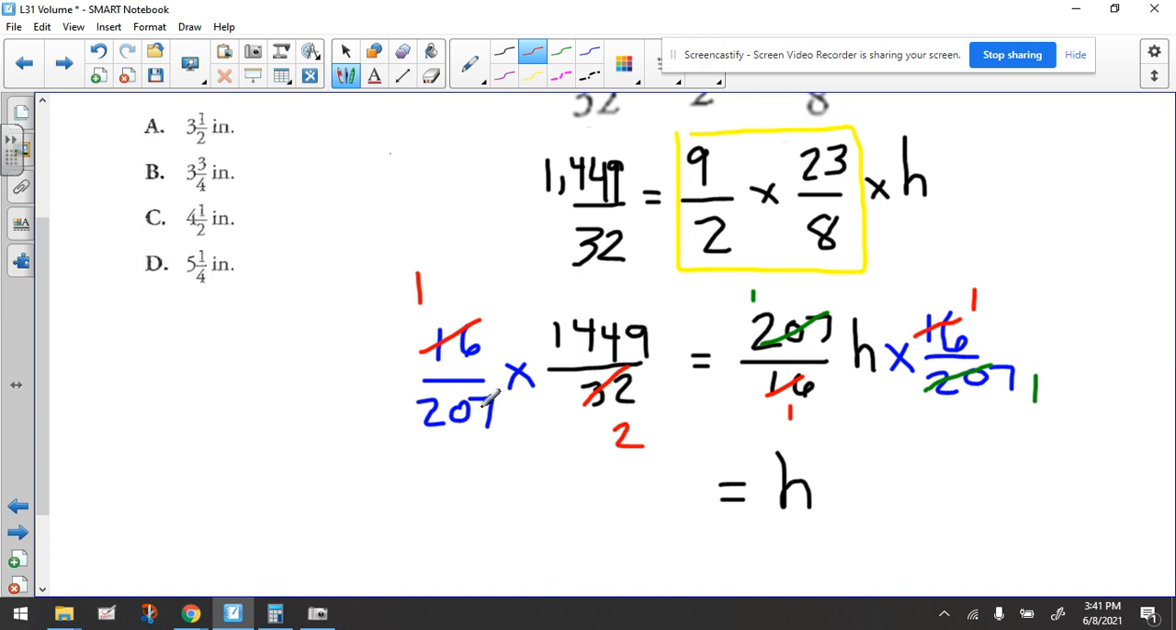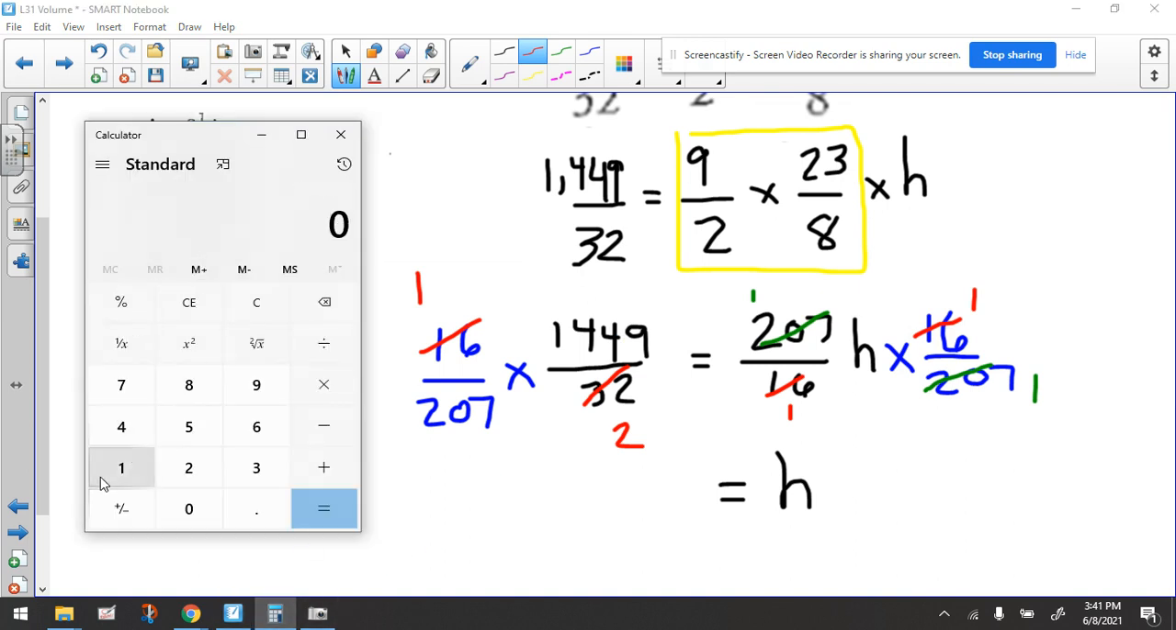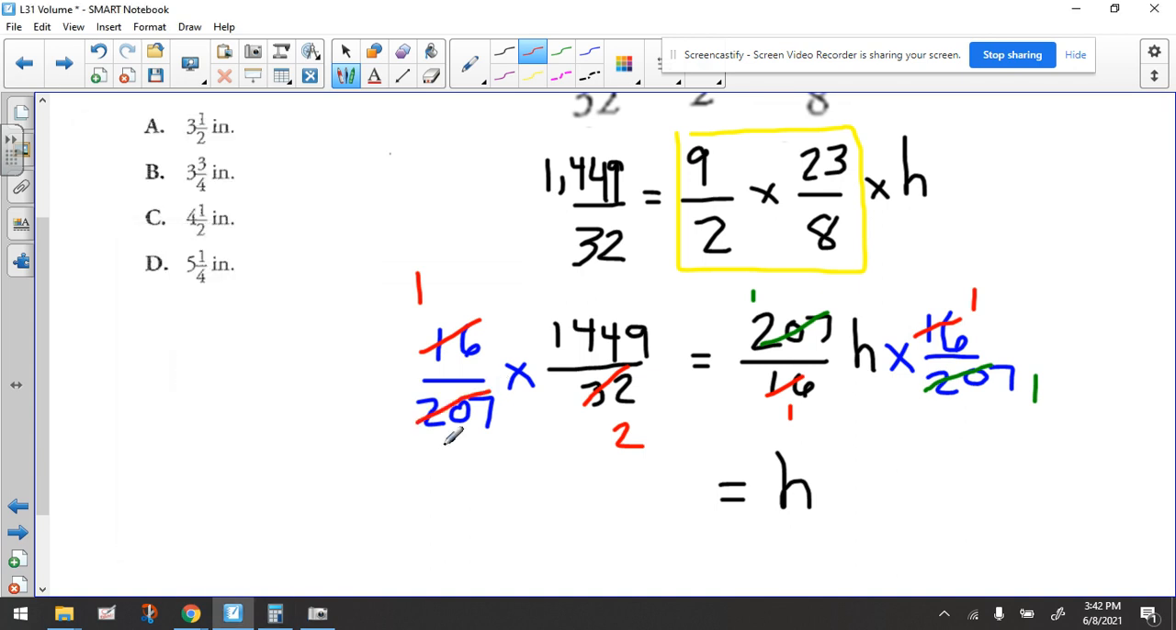Now you may be wondering, well, gee, does 207 go into 1,449? You can find out. We can go ahead and divide and see if it does. But I'm just exploring the idea of simplifying right now. See, it goes in 7 times. So let me just do that again to make sure. So 1,449 divided by 207, it does go in, it goes in 7 times. So if we divide by 207, we get 1. And if we divide by 207, we get this number, right?